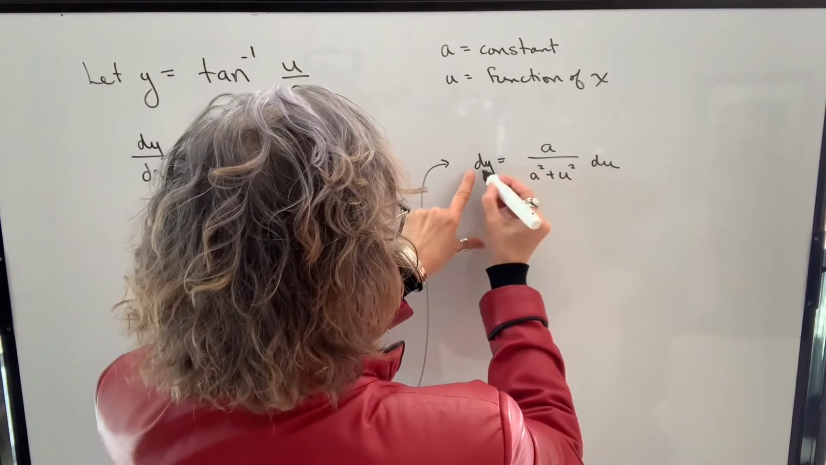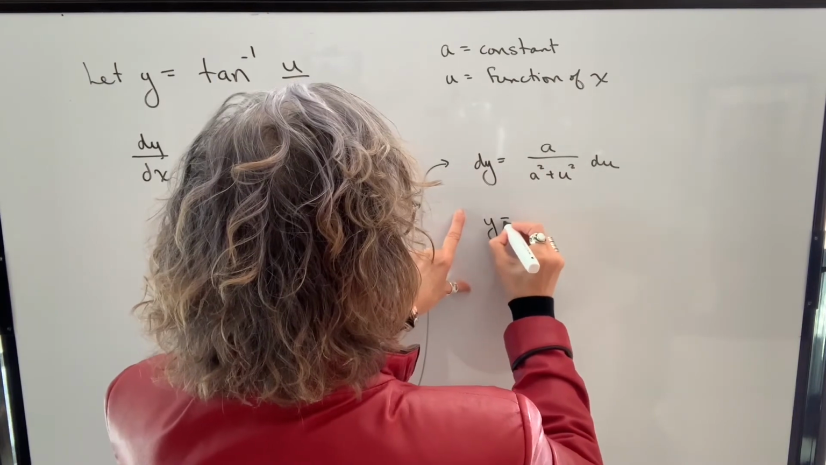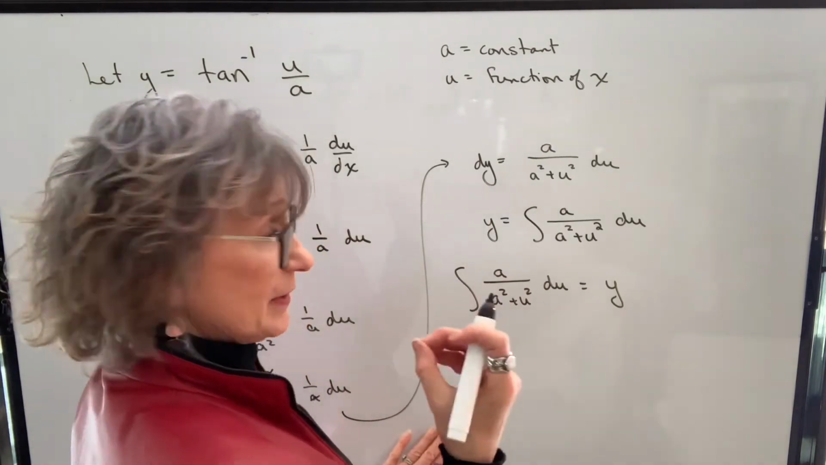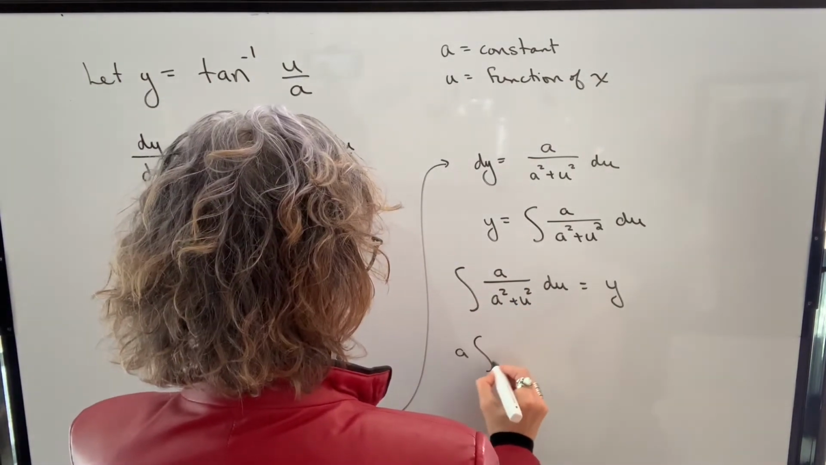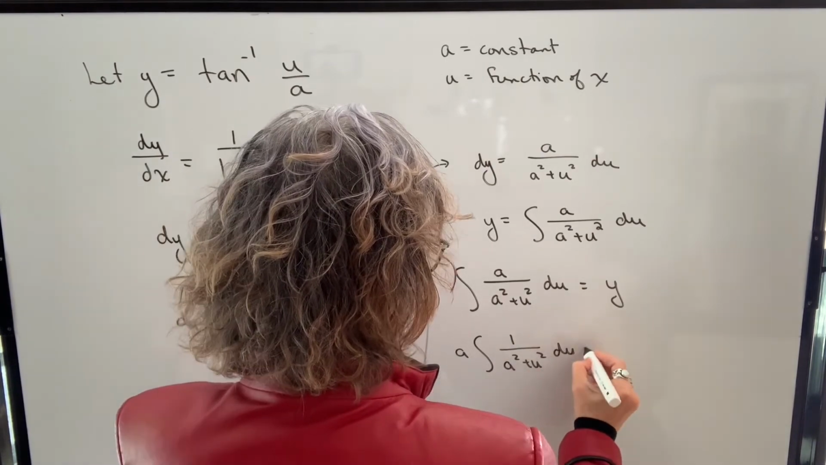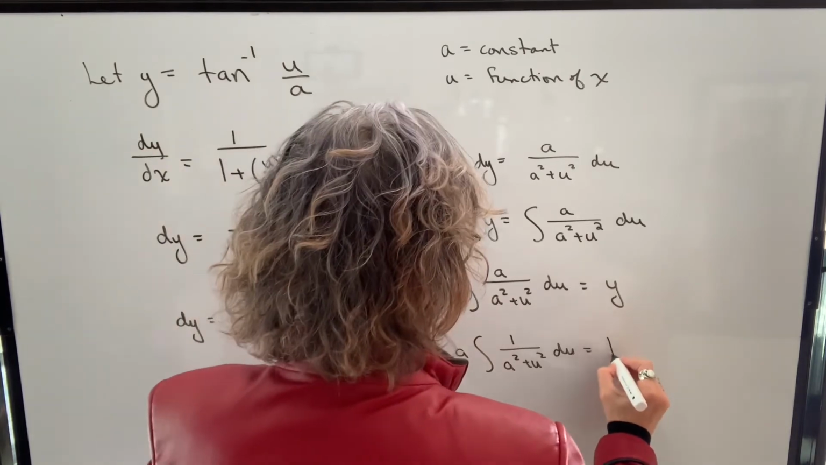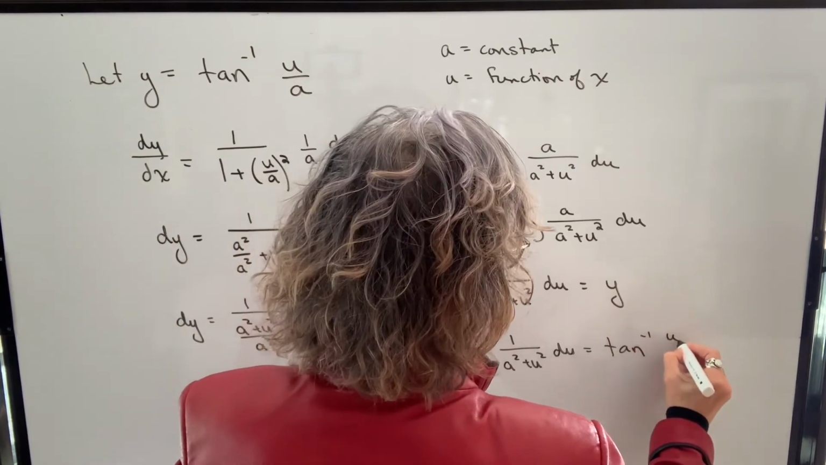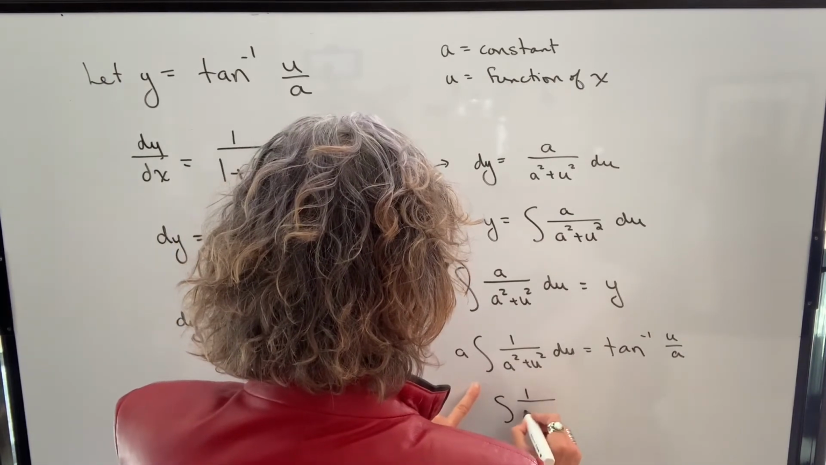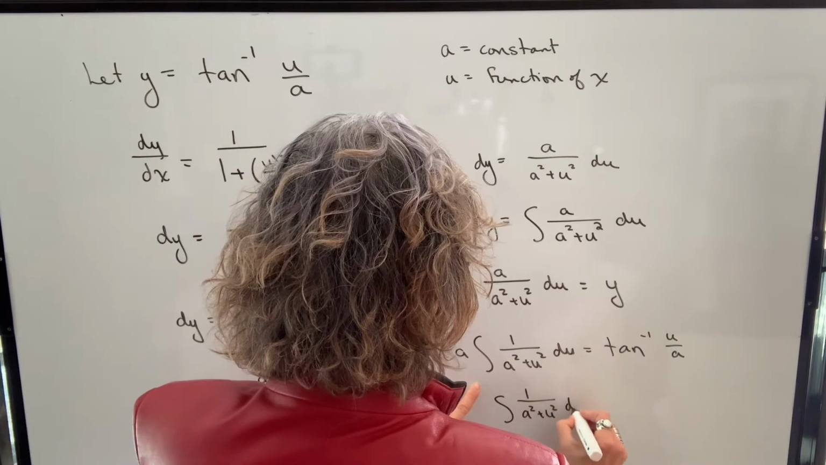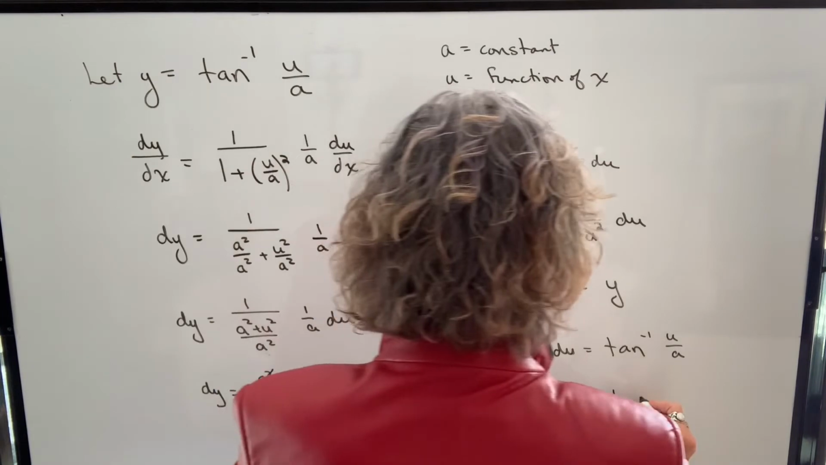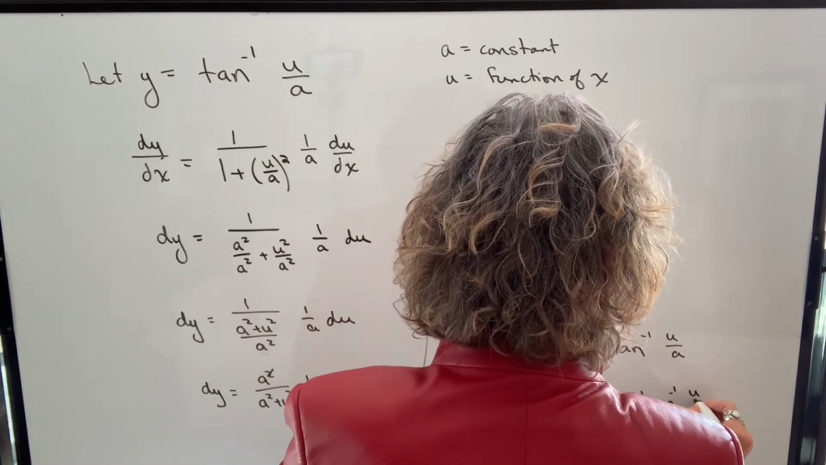Let's integrate both sides. The integral of dy is simply y. Let's reverse this. I'm going to pull an a out in front of the integral sign. I can do that because it's a constant. So a times the integral of 1 over a squared plus u squared du is equal to y, which is inverse tan of u over a. Therefore, I can say that the integral of 1 over a squared plus u squared du is equal to 1 divided by a times the inverse tan of u over a. I'm just going to divide both sides by a.